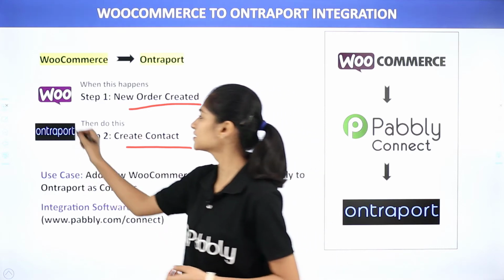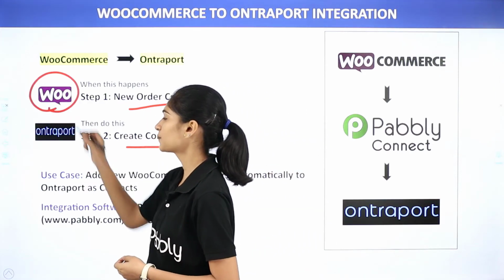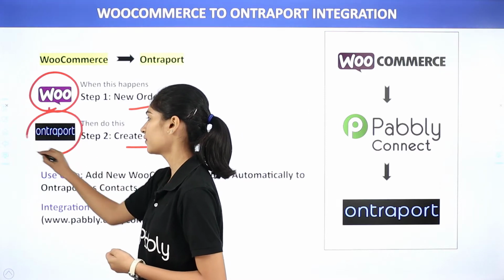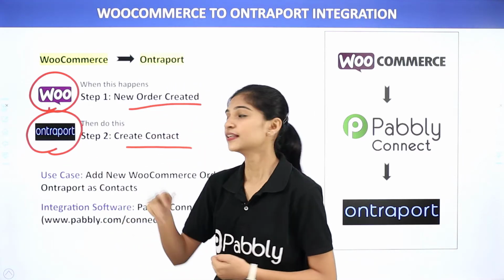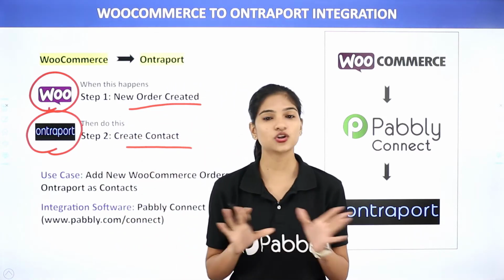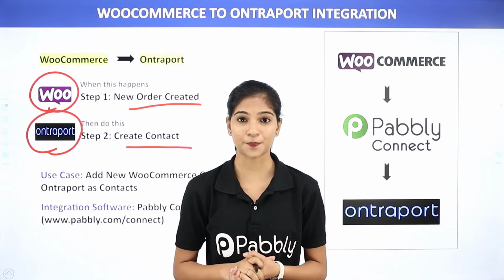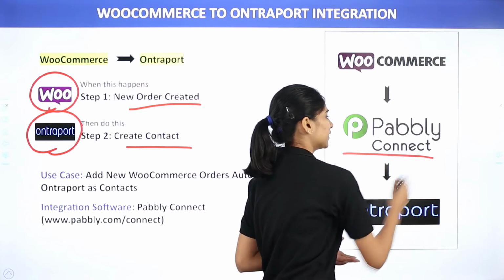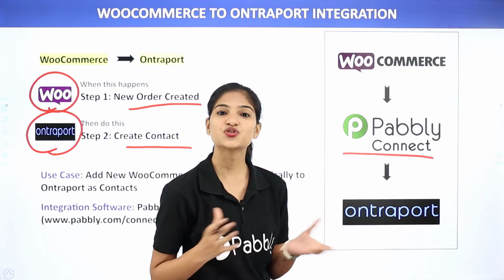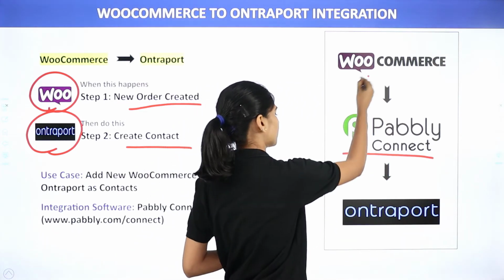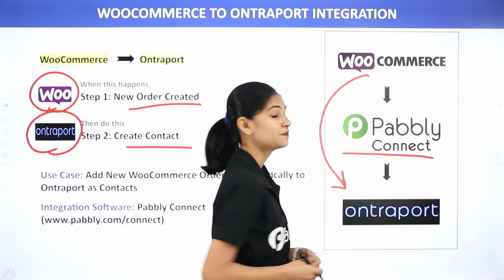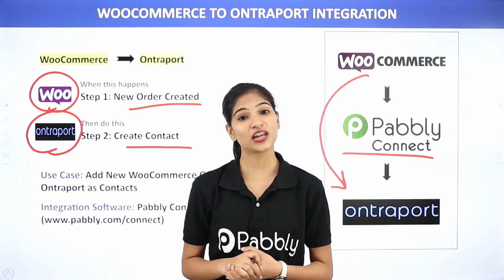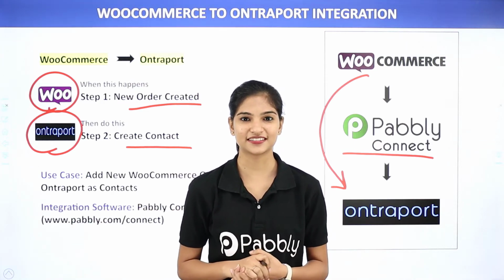So WooCommerce is a software application where you can set up your online store, whereas Ontraport is a business automation software. The issue here is that WooCommerce and Ontraport don't have any integration between them, and that is why we are going to use Pabbly Connect. So Pabbly Connect is an integration software which will help us to transfer data from WooCommerce to Ontraport. The best part here is you don't require any knowledge of coding. So let me show you this on my screen.